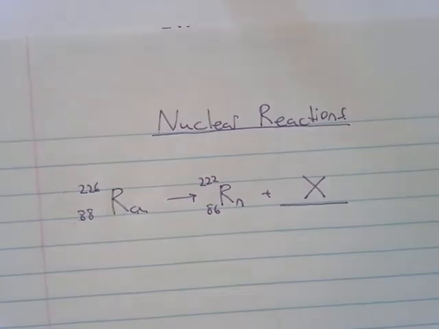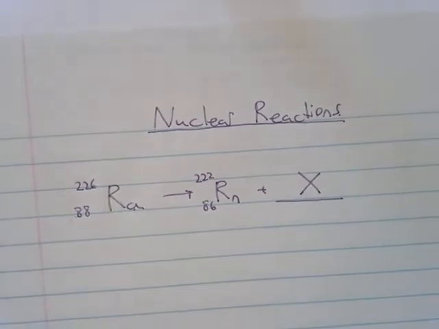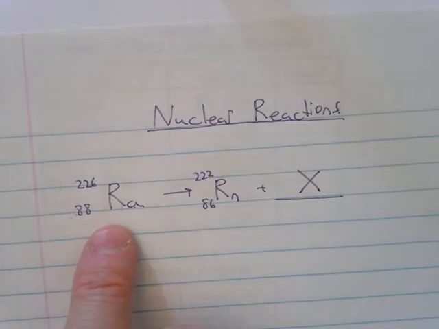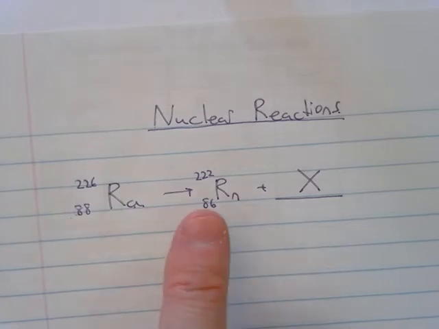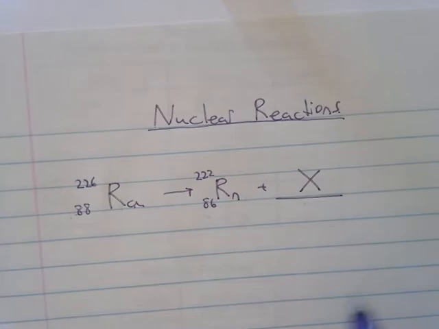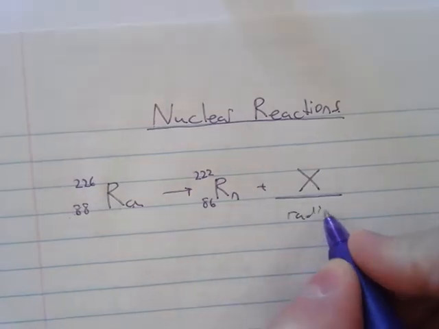They are the reactions where you have a radioactive atom or radioisotope giving off some type of radiation, and then when it does that, it becomes a new atom. So in this example, I want to figure out what X is. In other words, what type of radiation is being given off here.